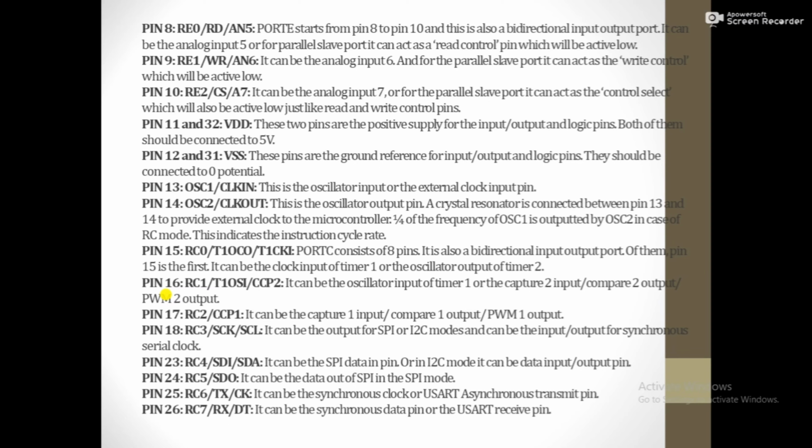Port E starts from pin 8 to pin 10, and this is a bidirectional input output port and can be analog input for the parallel slave port. It can act as a read control pin, which will be active low. And RE1 is analog input 6 and, for the parallel slave port, it can act as a write control.